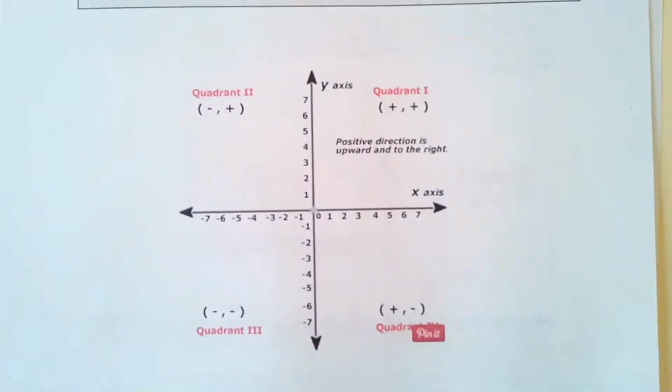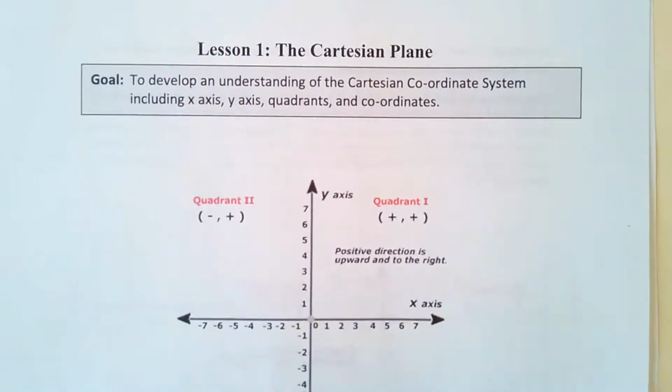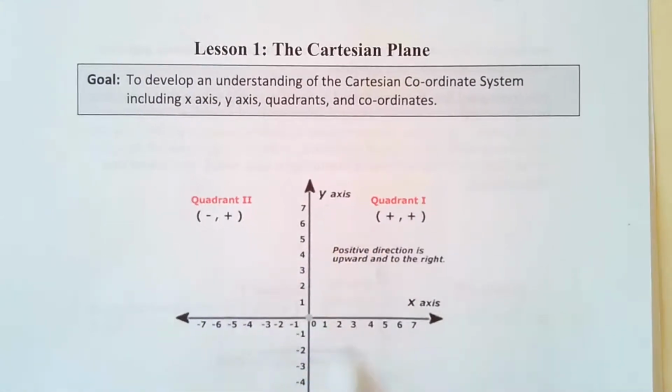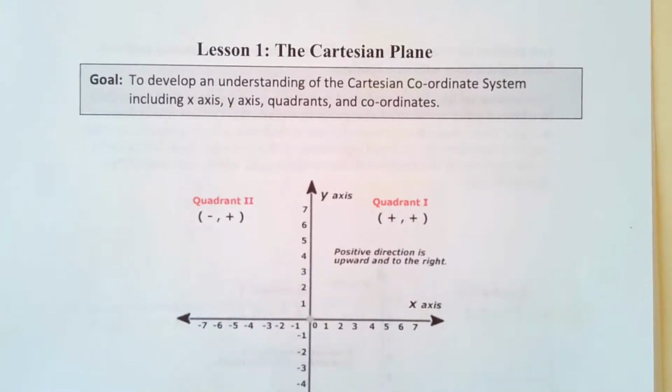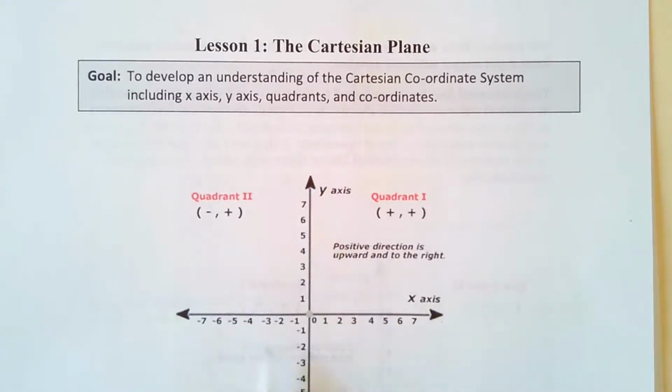So today, our goal was to develop an understanding of the Cartesian coordinate system, including x-axis, y-axis, quadrants, and coordinates. And we discovered that the Cartesian plane referred to the x and y plane, and is used mainly to plot data pairs on a two-line graph. Here we have a two-line graph, plot points on it. That's what it's mainly used for. We learned about the x-axis and the y-axis. They are perpendicular to each other.